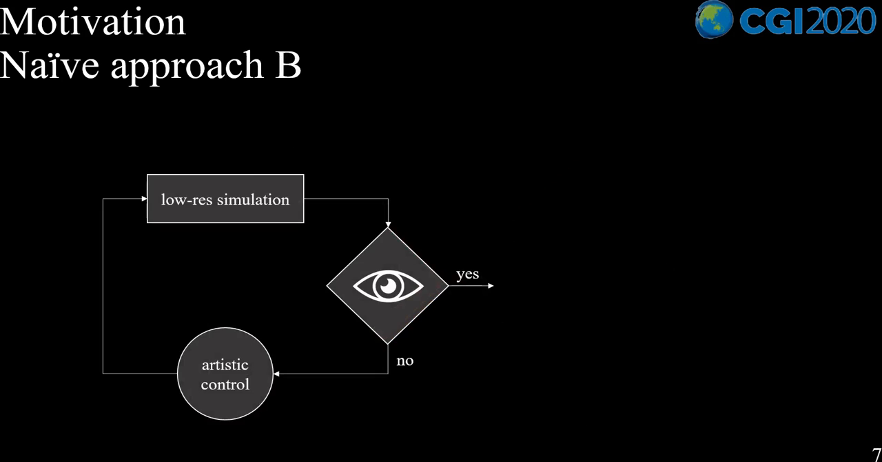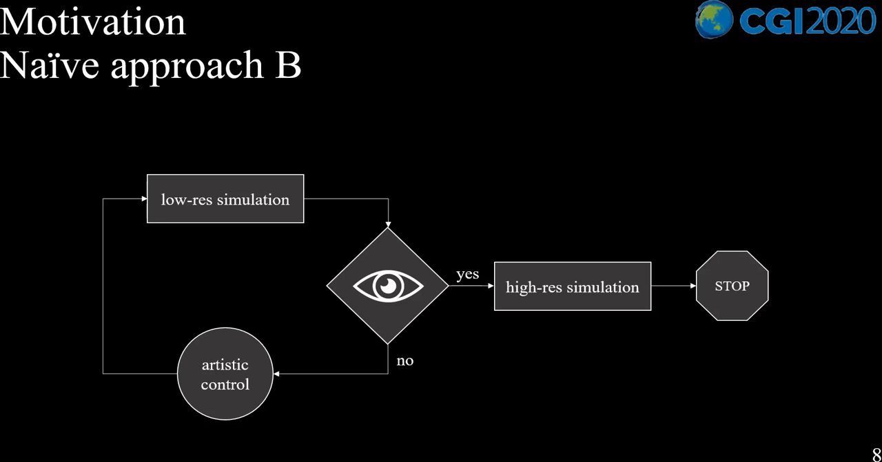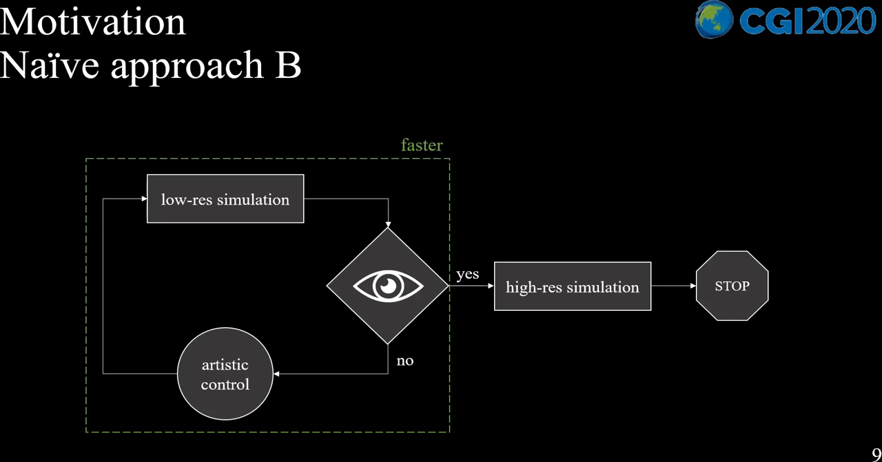In order to tackle this problem, an artist may want instead to control a lower resolution simulation before performing a final resimulation at the desired high resolution when the right set of control parameters is found. In such a scenario, each iteration of the detailing process is much faster to compute.